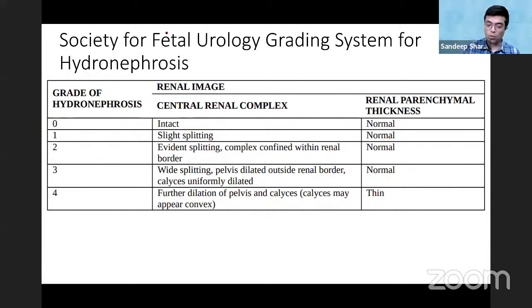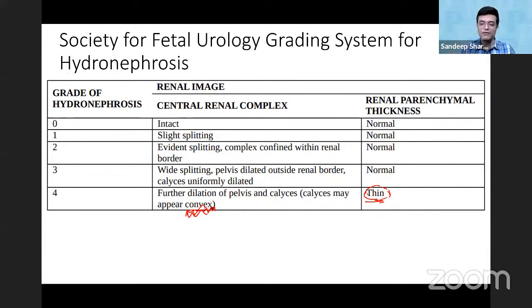Then grade 1, there will be slight splitting of the central renal complex, but parenchymal thickness will continue to be normal. In fact, the renal parenchymal thickness will become thin only in the grade 4 category. Grade 2, there is evident splitting, but it is confined within the renal border. Grade 3, there is wide splitting, pelvis dilated outside the renal border, calyces uniformly dilated. Grade 4, the calyces tend to appear convex. That is, convexity of the calyces may be seen.